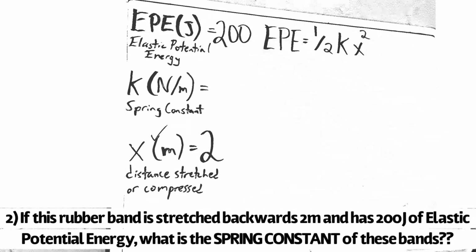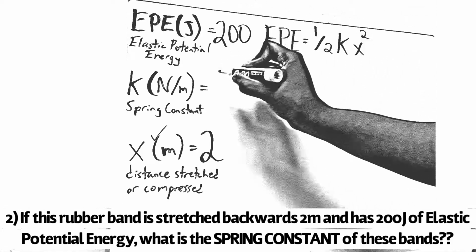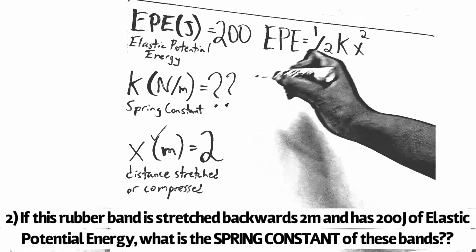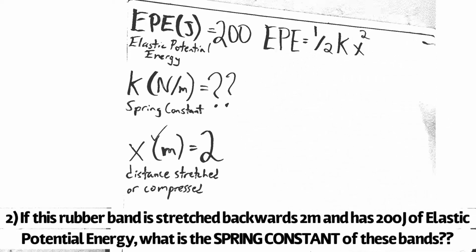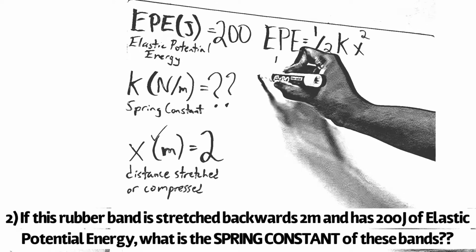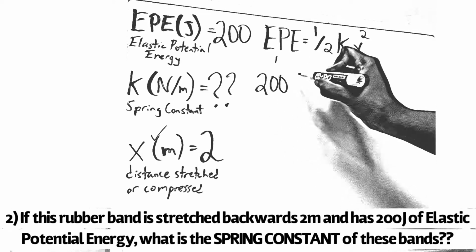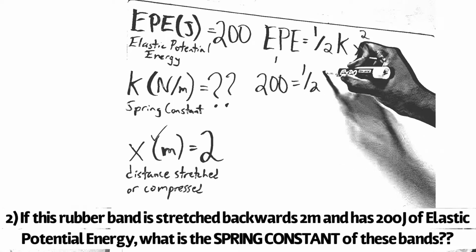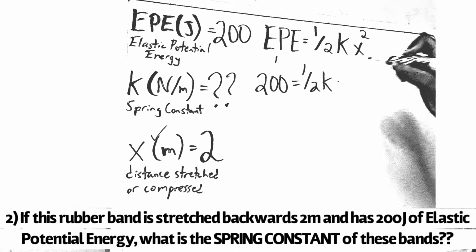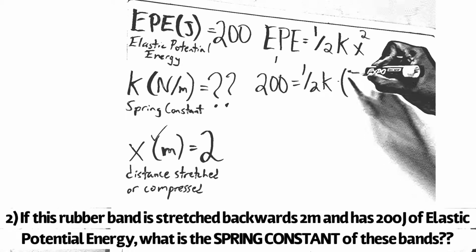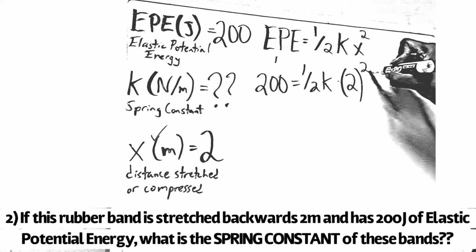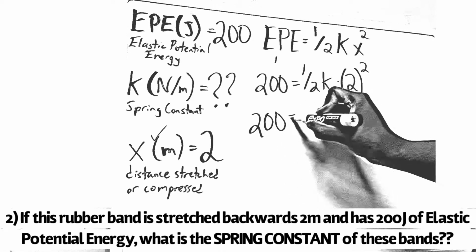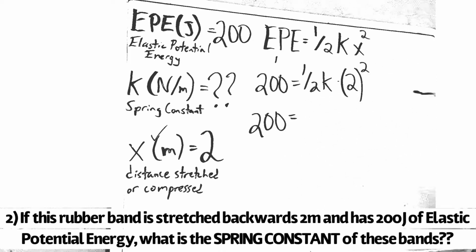The question is asking us, what is the spring constant? So we are now solving for K, the spring constant. We'll use our formula. EPE was given to us this time. That means 200 is equal to half of K. We don't have K, we're solving for K, so we just put that in there. Times X squared, and X is 2, so times 2 squared. We do our basic math here. 200 is equal to half of K times 2 squared.